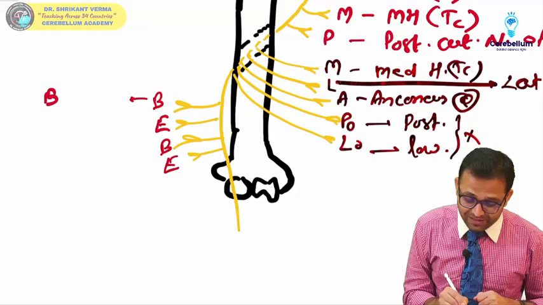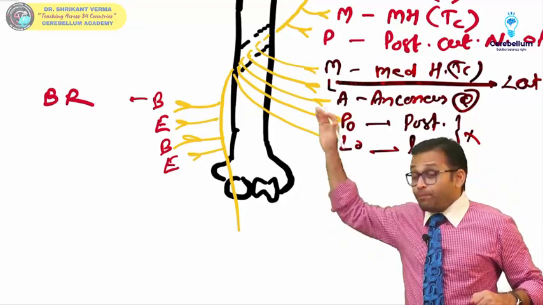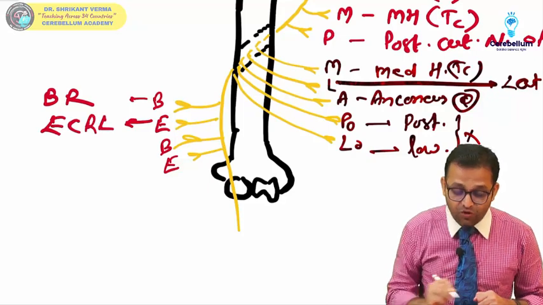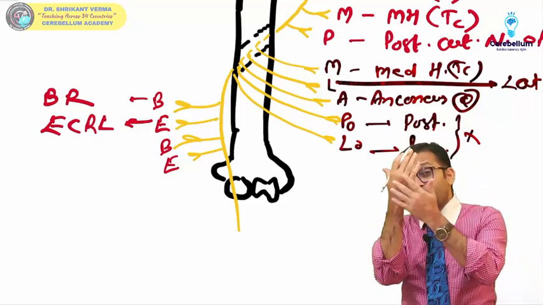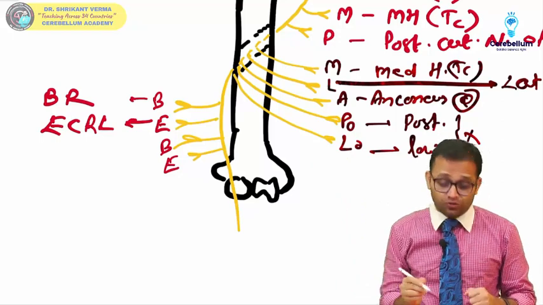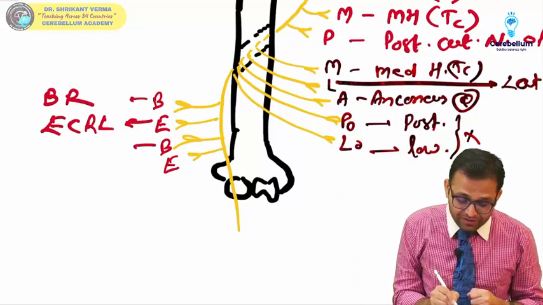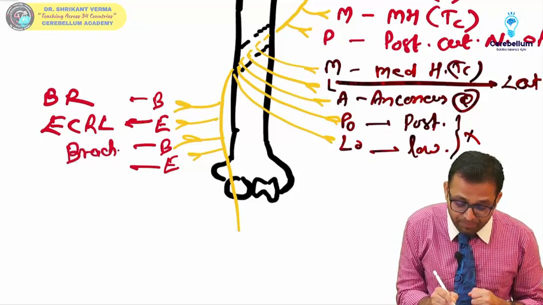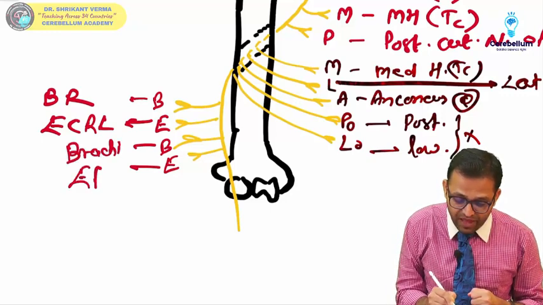B for brachioradialis, which is given below the radial groove. E, you can remember the extensor carpi radialis longus, which is a muscle of the posterior compartment of the forearm, but it is given below the radial groove. And B, you can remember, Mr. Brachialis muscle. And E for elbow joint.